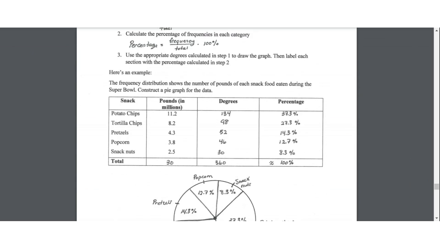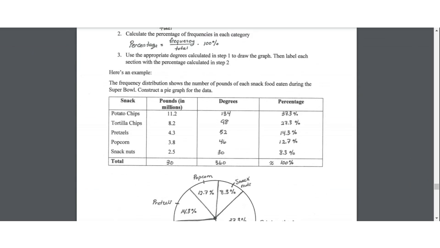Okay. And then to find the percentage, I already took the ratio of the frequency over the total. So that was 8.2 over 30. And then I want to multiply that by 100. And that gives me 27.3%. So that's where I have the 27.3 from. Then we want to go to pretzels. So we take the 4.3 over the total, 30, then multiply that by 360, and that'll give us 51.6 degrees. So I rounded that up to 52.